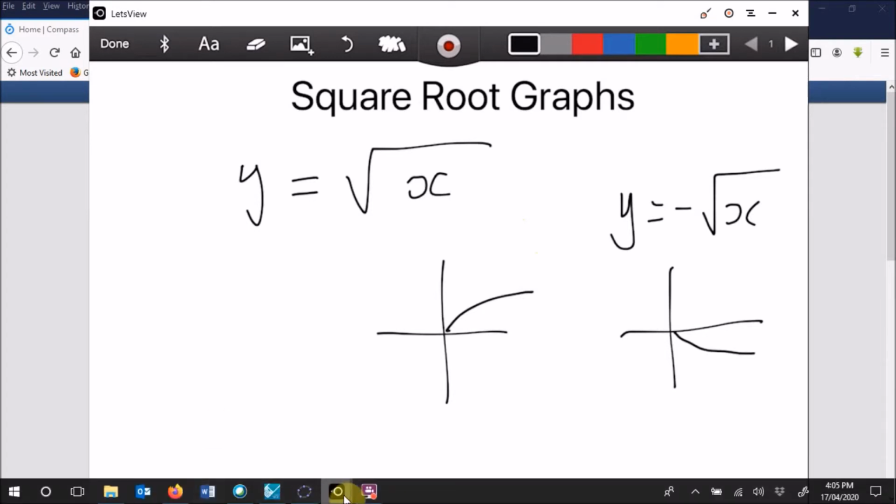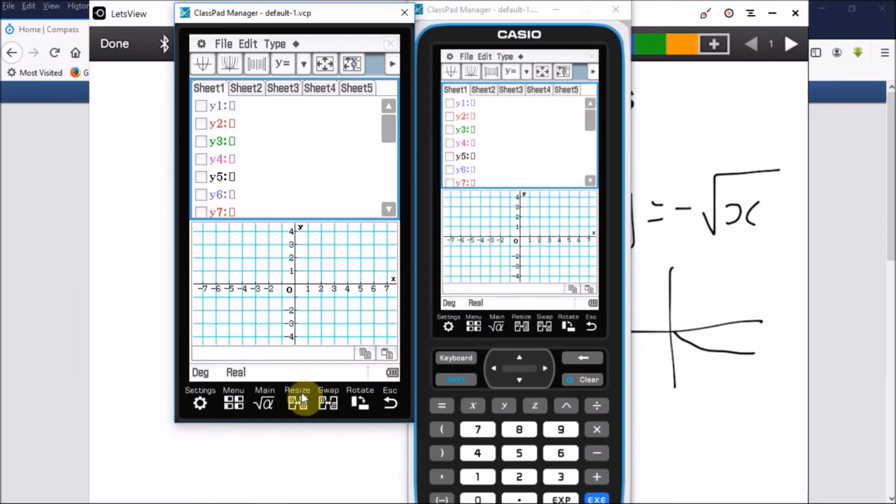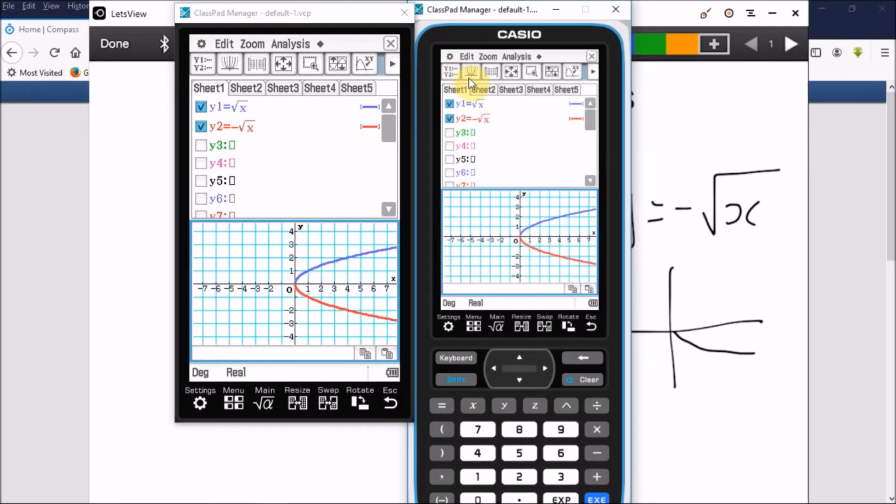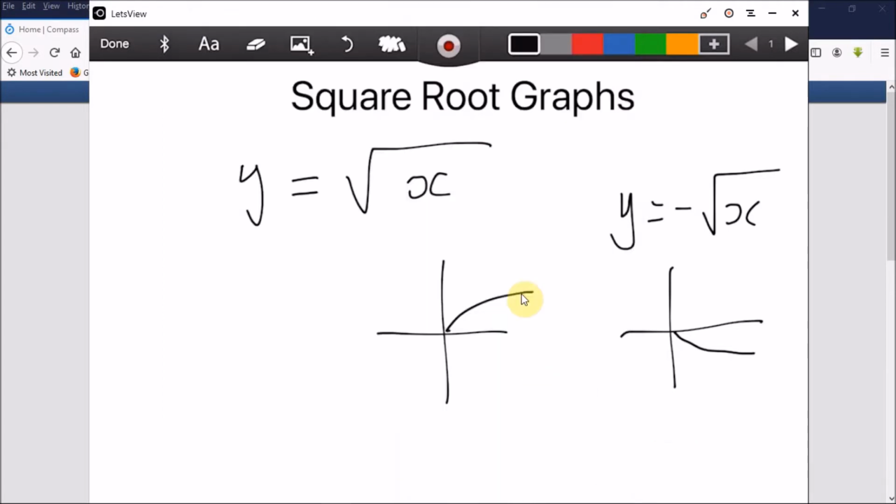And then if you put the two of them together, so here we go, square root x and negative square root x, and you put both of them together and graph them, you get something that looks like a sideways parabola. All right, so that's our everyday garden variety one.